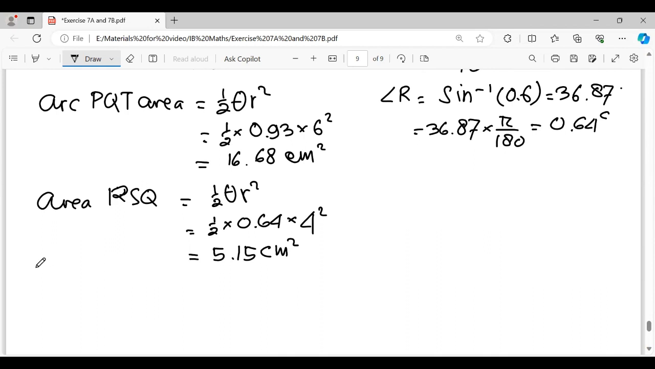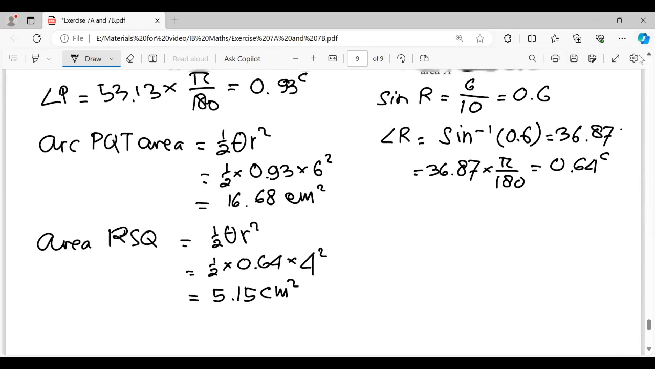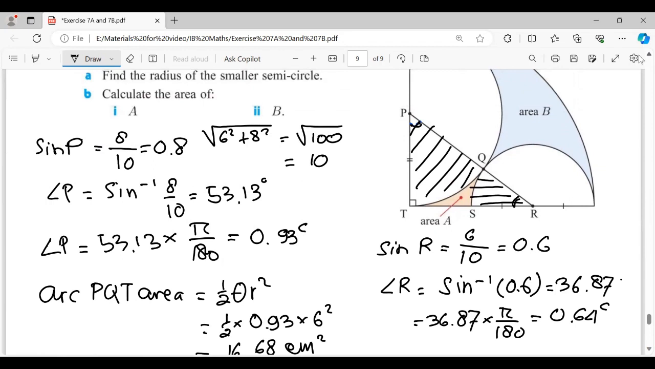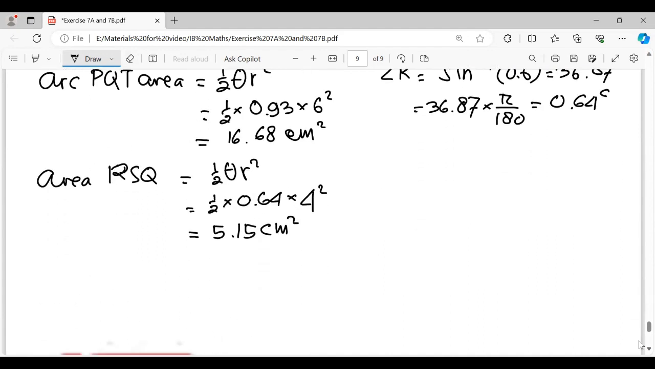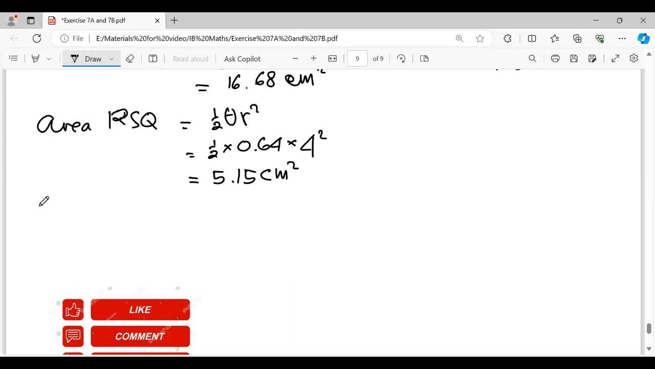And then the area of this triangle. Area of triangle PTR equals a half times 8 and 6. So 4 times 6, 24 centimeters squared.